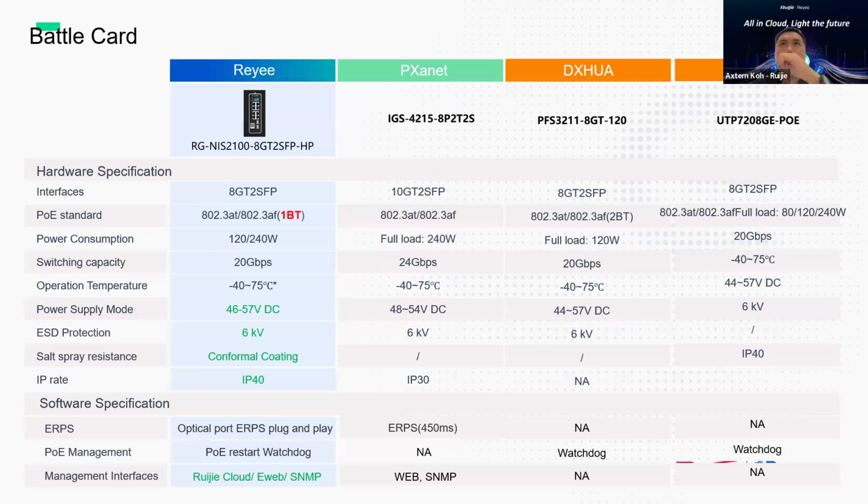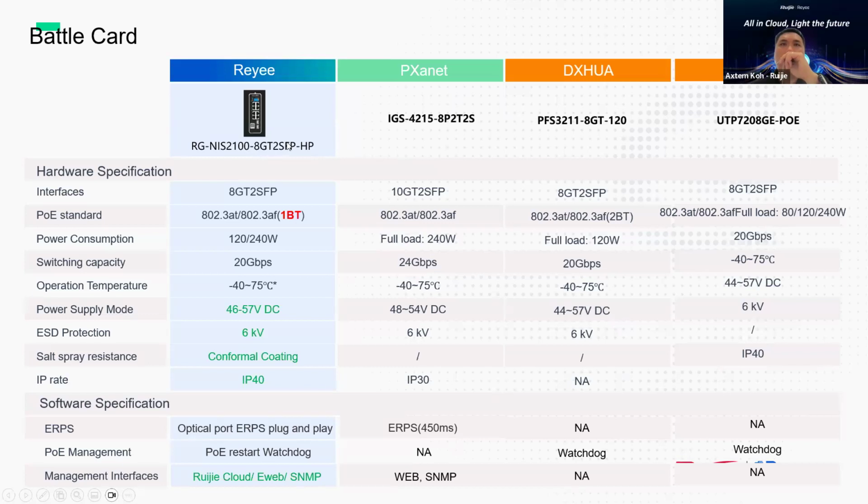This is a comparison with Dahua, Uteck, and Planet brands. So what is the equivalent model? Normally in the market, if you say 4215, 3211, or 7208, it is similar to our NIS 2100 8 port 2 SFP.